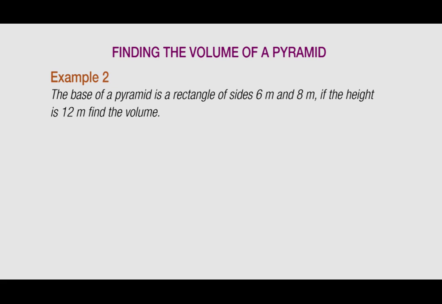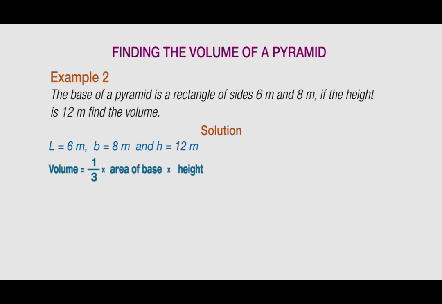From the question, we have L equals 6 meters and B equals 8 meters. Also, the height is 12 meters. Therefore, we substitute into the formula. Volume equals 1/3 of area of base multiplied by the height. But base area A is equal to 6 multiplied by 8. That means A equals 48 meters squared.